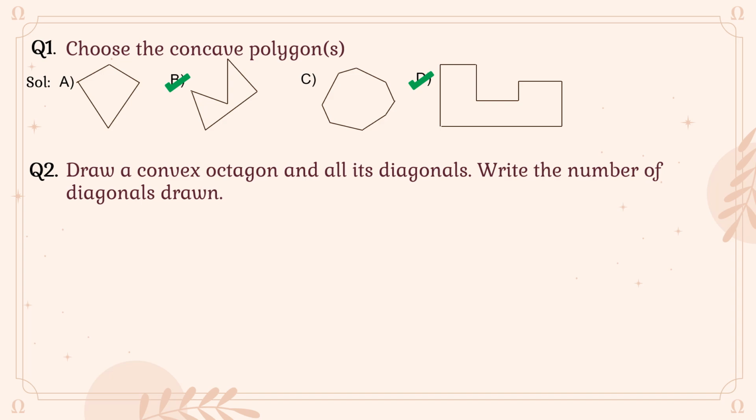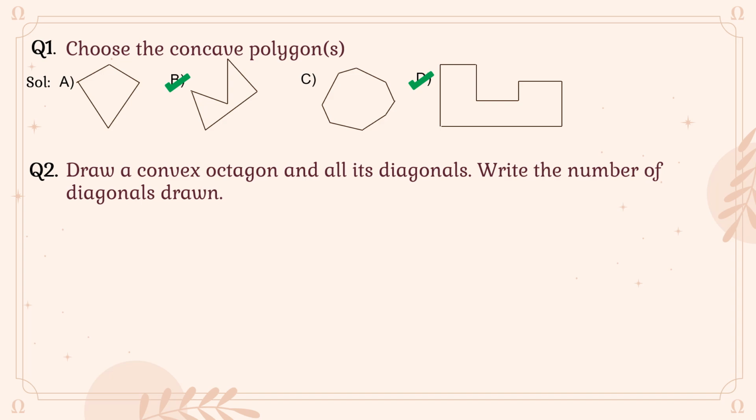Tell me. Octagon, how many sides are there? 8 sides. Very good. An 8-sided polygon is called an octagon. Now we know the number of sides, 8. We know the formula also. n into n minus 3 by 2. 8 into 8 minus 3 by 2 is how much? 8 minus 3 is 5. 5 8s are 40. 40 by 2 is 20. So an octagon, or a convex octagon, can have 20 diagonals.